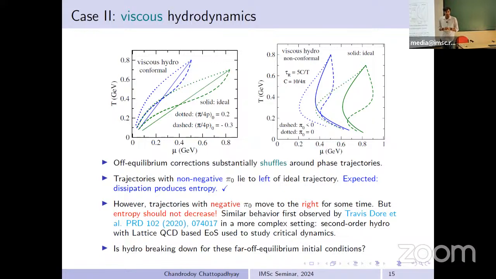They depend on the initial condition. For example, these dotted ones start with some value of initial shear stress. The dashed ones start from some other value of initial shear stress.